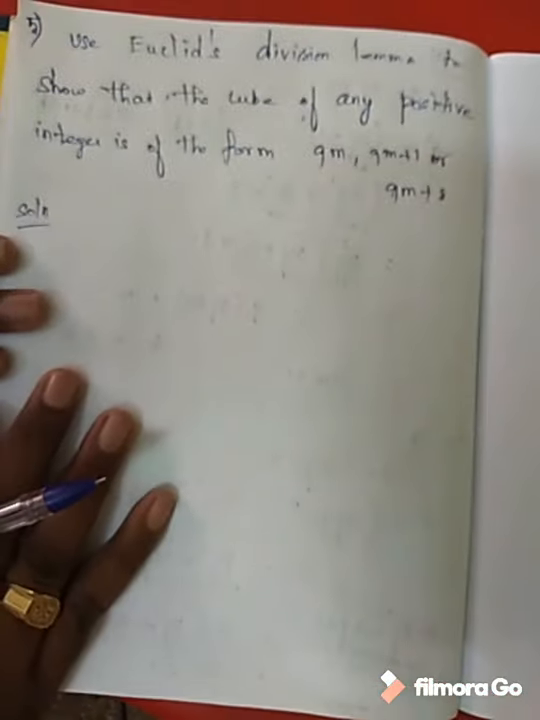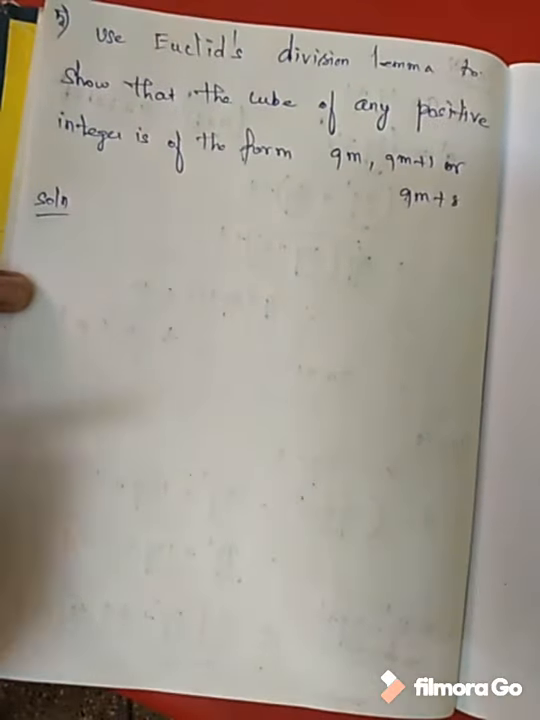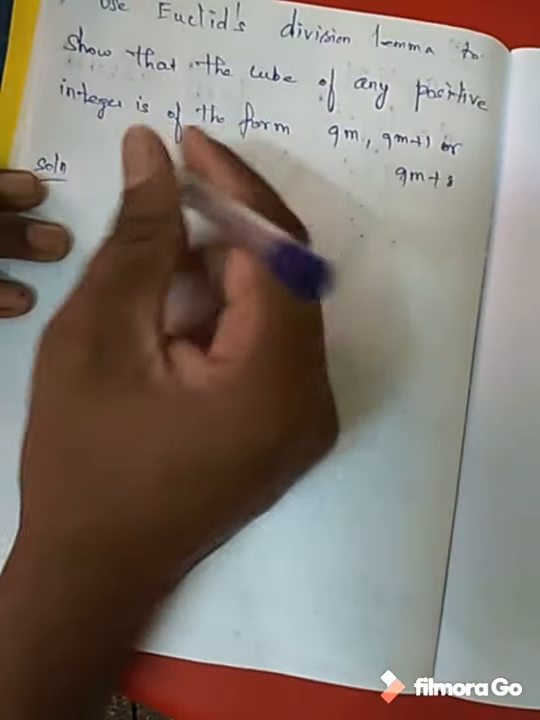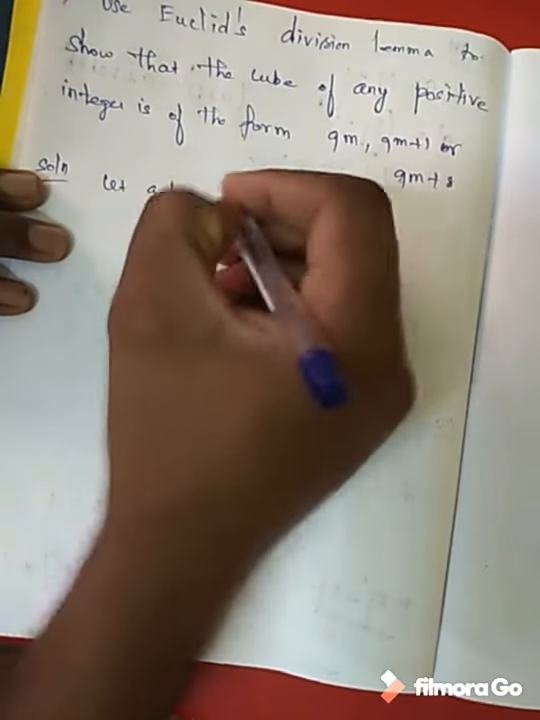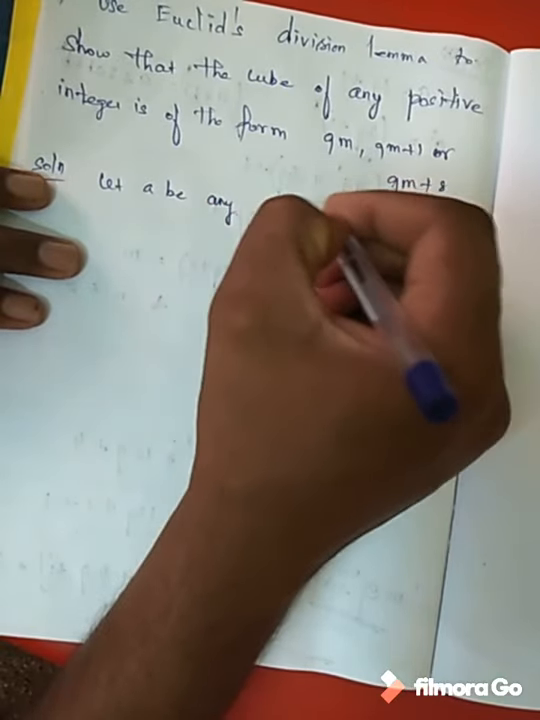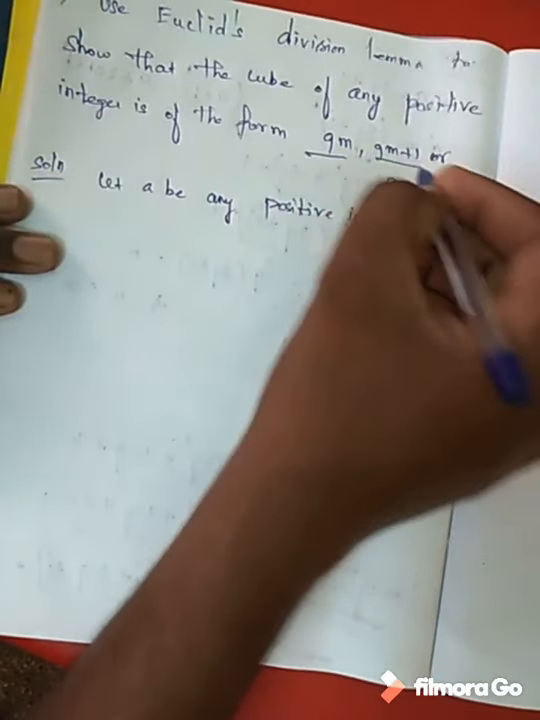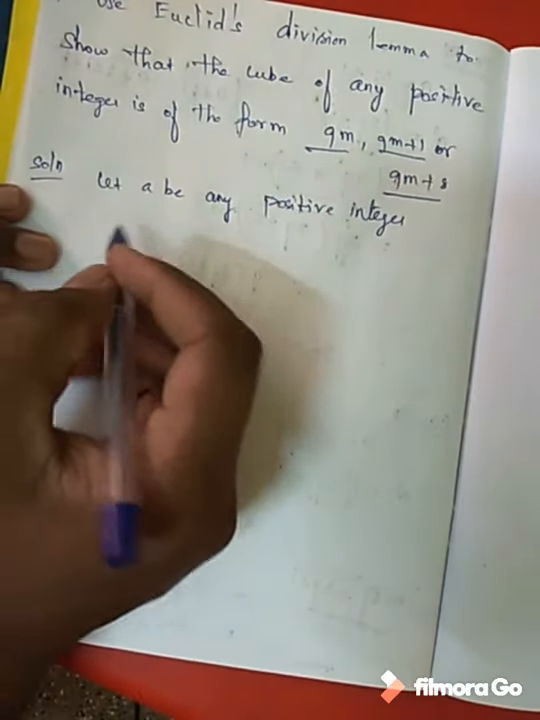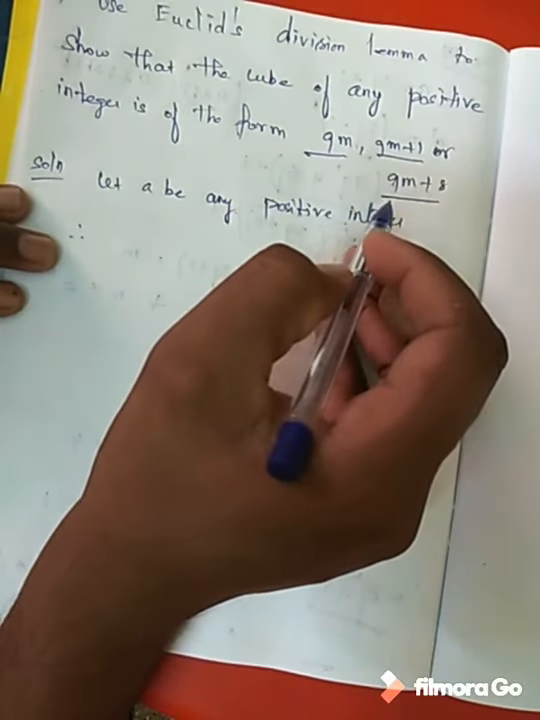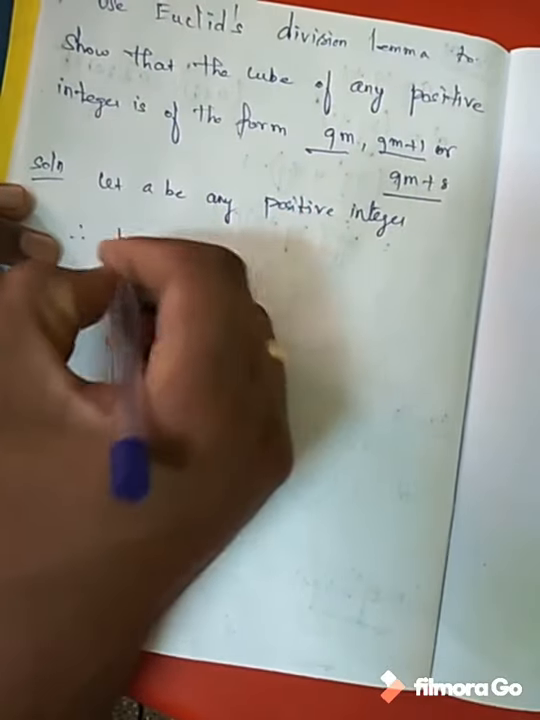Next question, question number 5. Use Euclid's division lemma to show that the cube of any positive integer is either of the form 9m plus 1 or 9m plus 8. Okay, so let a be any positive integer. From the given information we have to take the b value. Since it is given as 9m plus 1 or 9m plus 8, and this 9 is divisible by 3, I can take b equal to 3.